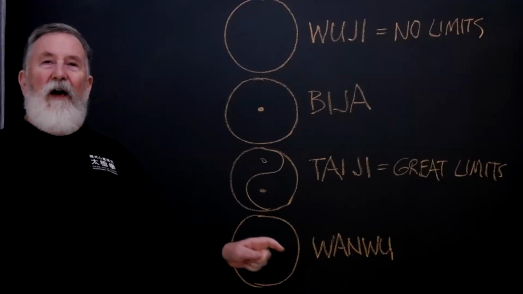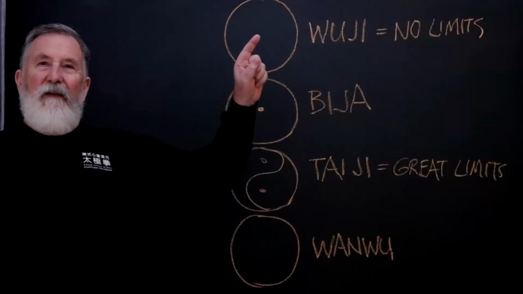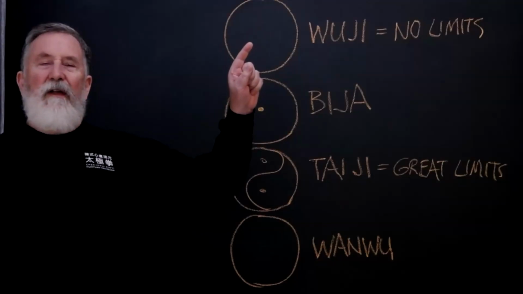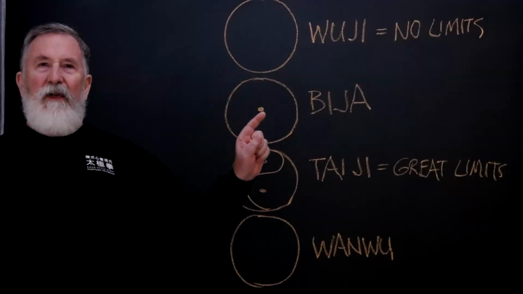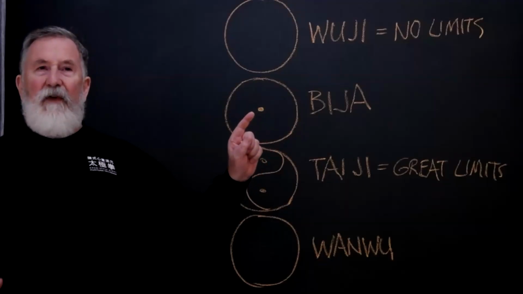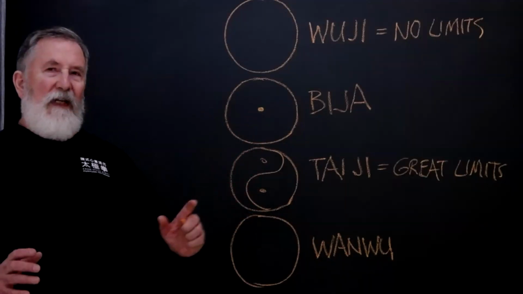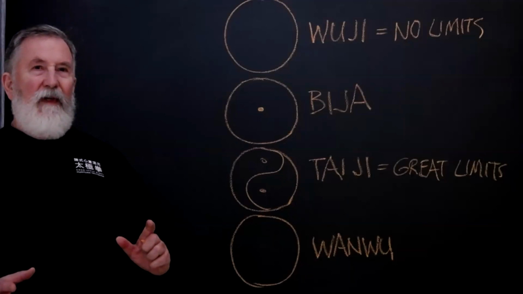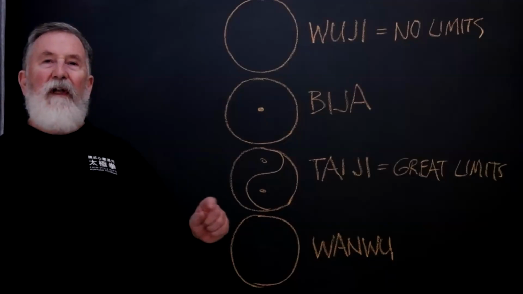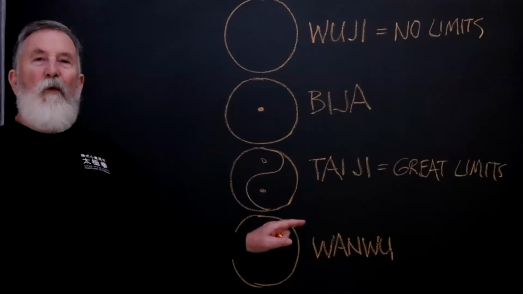Right? All right. What's happening is this symbol for Wu Ji is undergoing a change, and it's slowly changing into Bija. In a human being, you might say that's the beginning of a mental impulse. And then it turns into the beginning of action. Yin separates from yang. All right? And then it's going to turn into the fourth and final stage, Wan Wu.